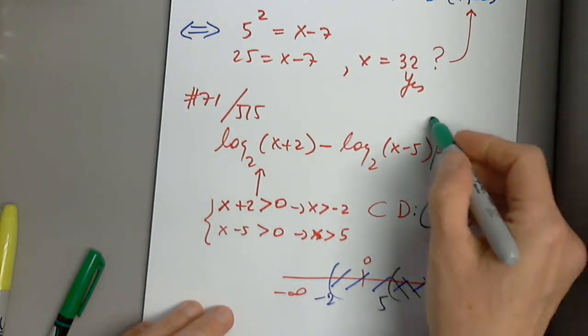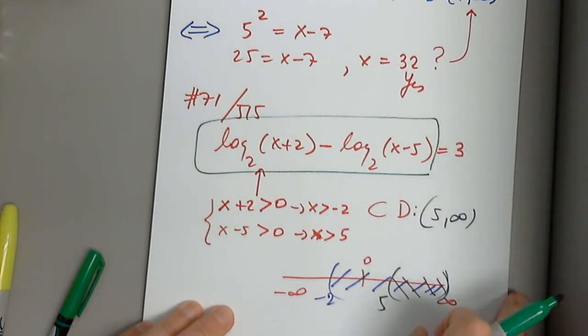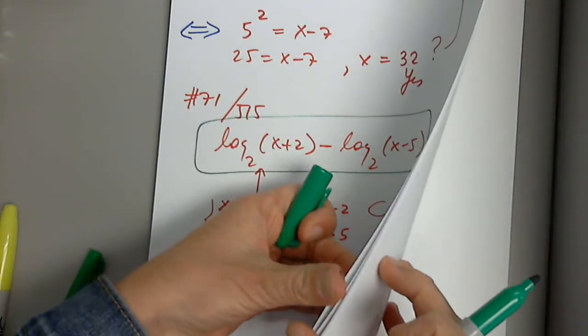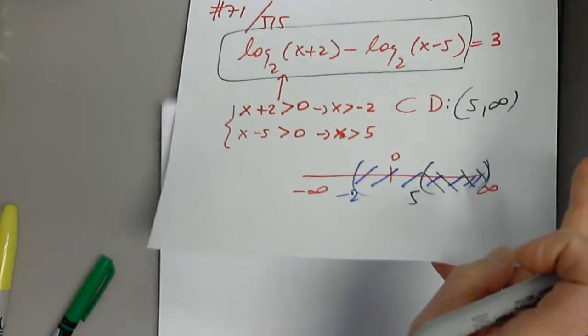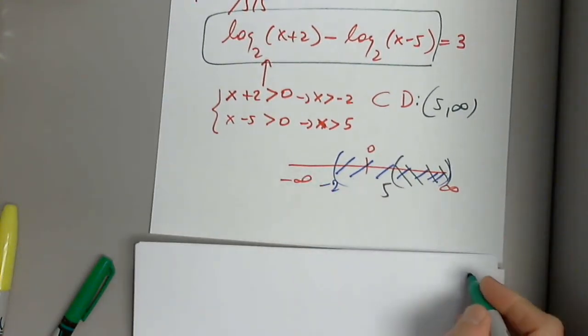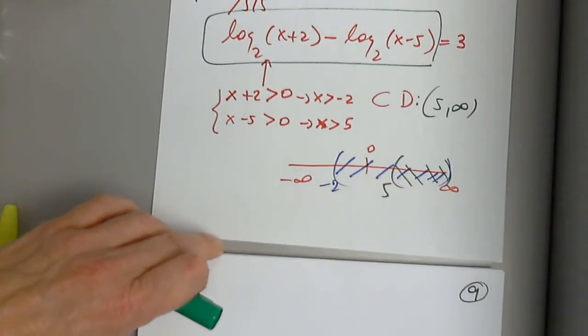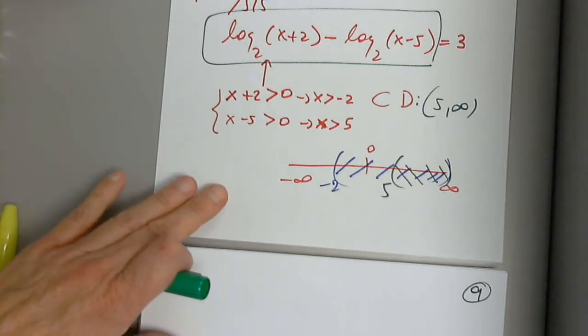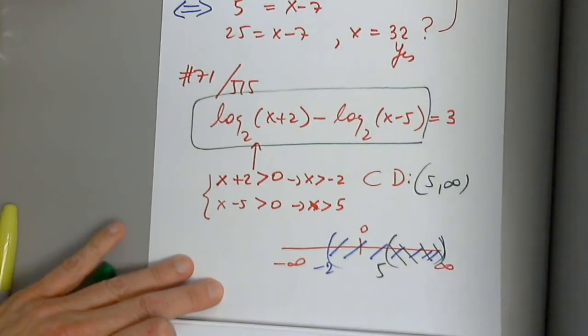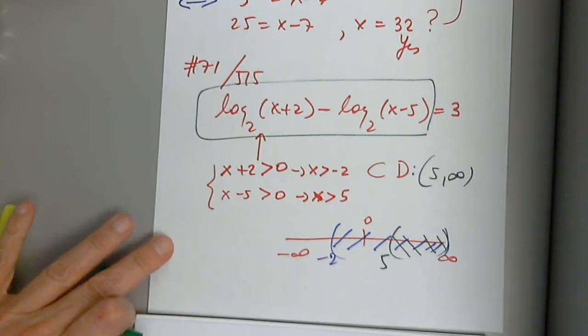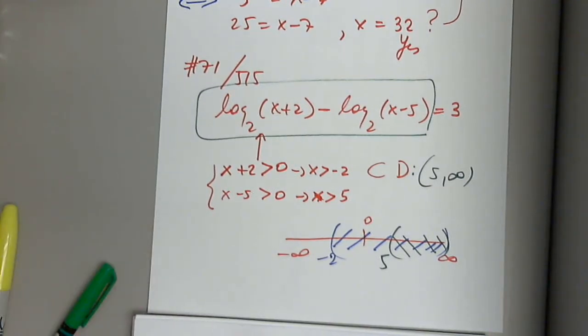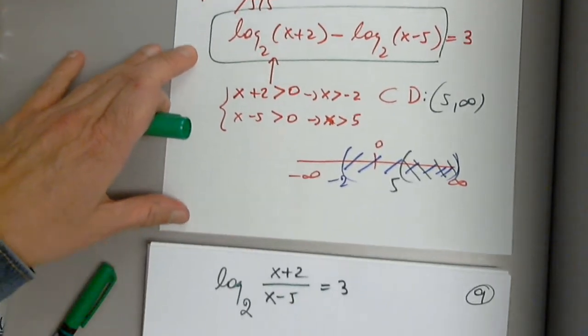What does this represent? From the properties of log. I know what to do with that. What do I do with it? Divide. Log base 2 of x plus 2 over x minus 5. Thank you very much. Well done.